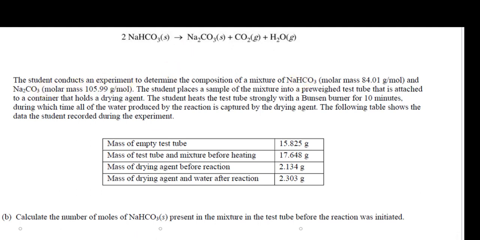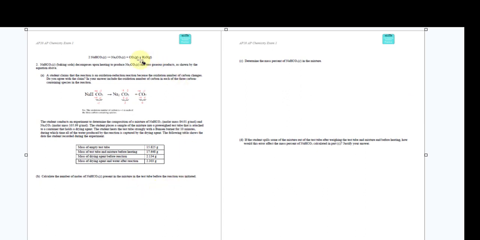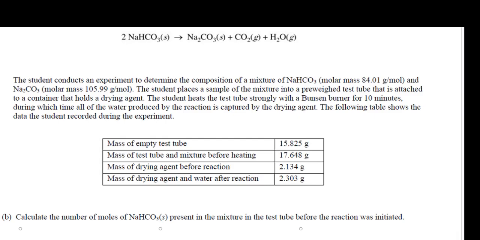And remember, sometimes when you're working down here, you're going to have to go back up to understand what's happening. And here it is on this page, the equation that's going to be critical for answering this problem. The student places the sample of the mixture into a pre-weighed test tube that is attached to a container that holds a drying agent. I got a video of the drying agent that I'll show you later. The student heats the test tube with a Bunsen burner for 10 minutes, during which time all of the water, okay, now this is something we know about water, which is here in the reaction, produced by the reaction, they warn us about that, is captured by the drying agent.